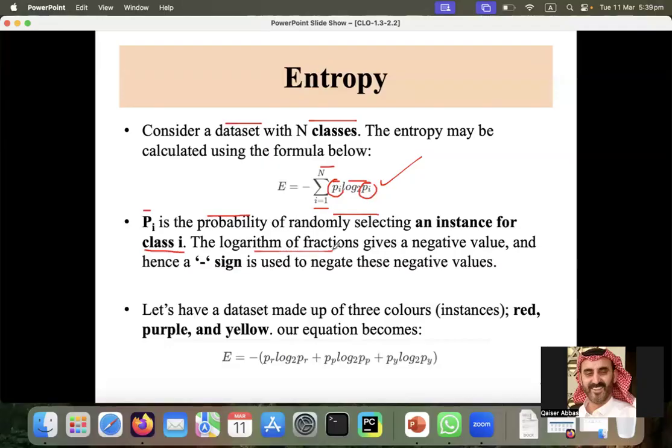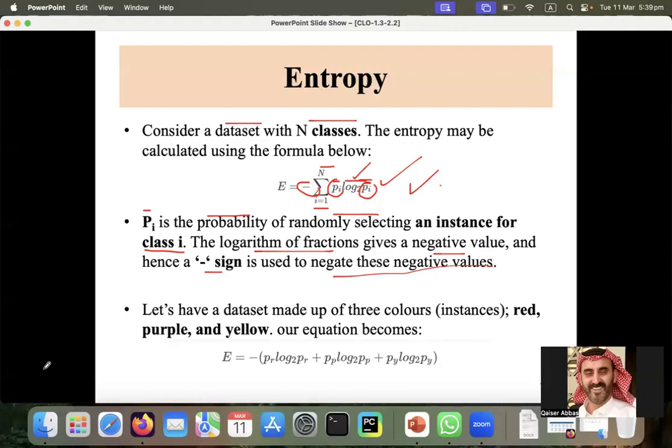And when you calculate the log of the fractions, it will give you a negative value. So that's why we have this negative outside, which will make the negative positive. It negates the effect of the negative values, nothing else. This is the simple understanding of this equation. At least we now know what these different variables are and where they are.